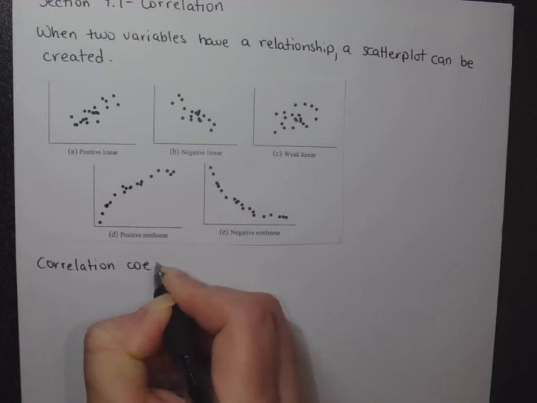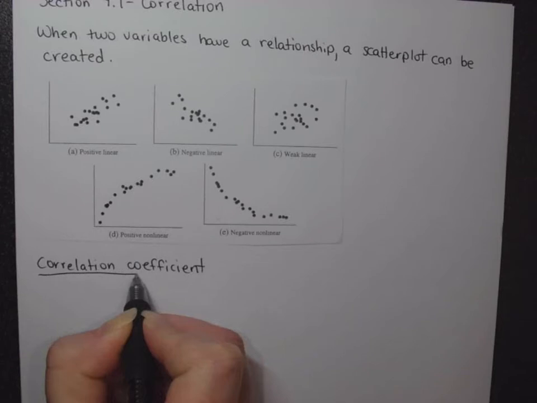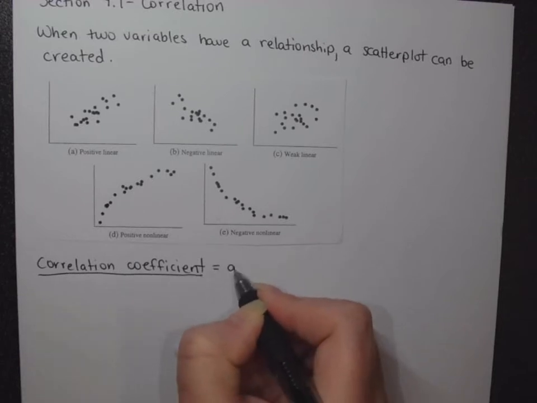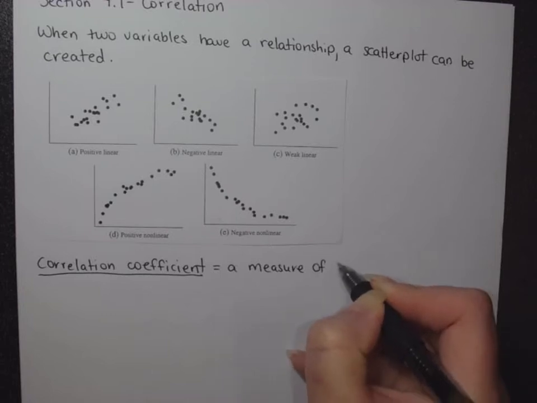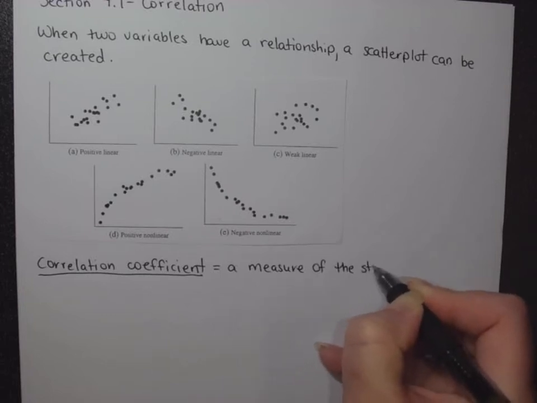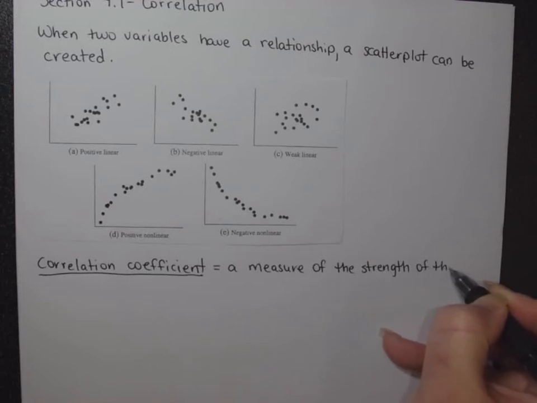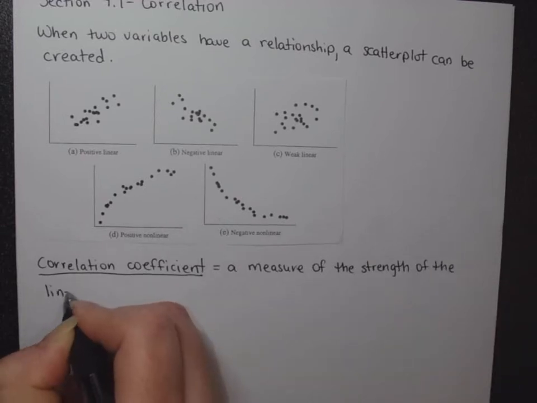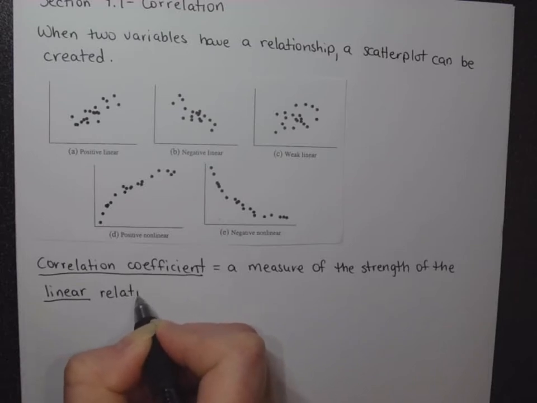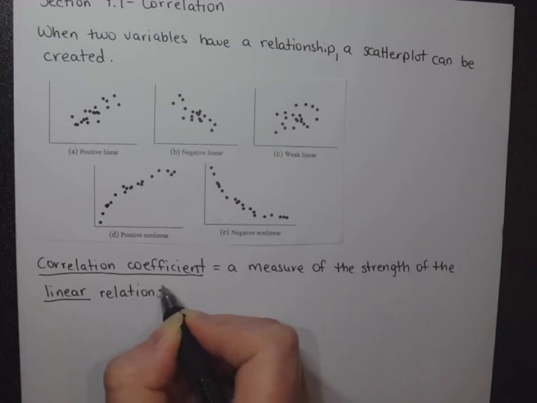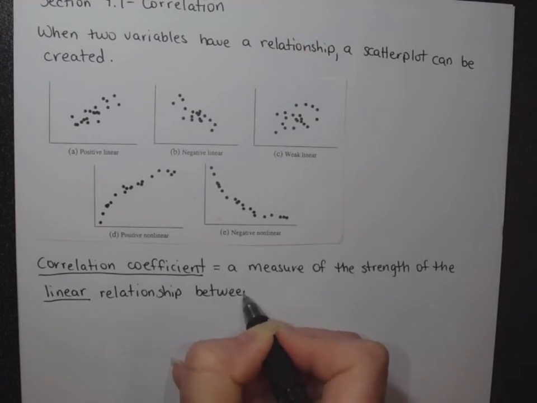So we're going to find a quantity called the correlation coefficient. And this is exactly what I was mentioning before. This is a measure of the strength of the linear relationship. So the correlation coefficient is only used when you do have a scatter plot that looks linear. Otherwise, we don't even talk about the correlation coefficient at all.